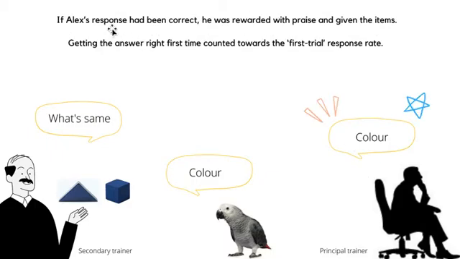So let's say Alex's response had been correct. After asking these questions, he's told by the principal trainer that Alex's answer is color and it's correct. Alex was rewarded with praise and given the items. Getting the answer first time counted towards the first trial response rate. So if he says color the first time, that is considered as the first trial response rate. So he got it the first time.